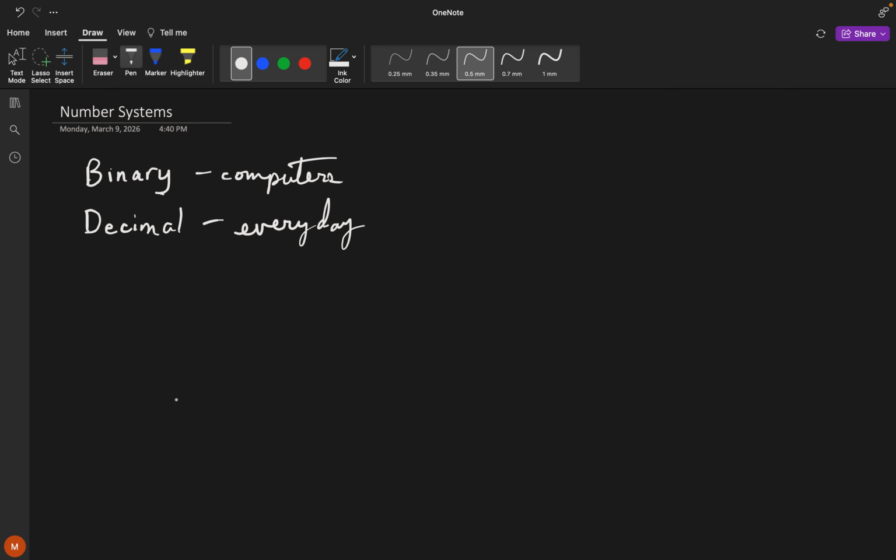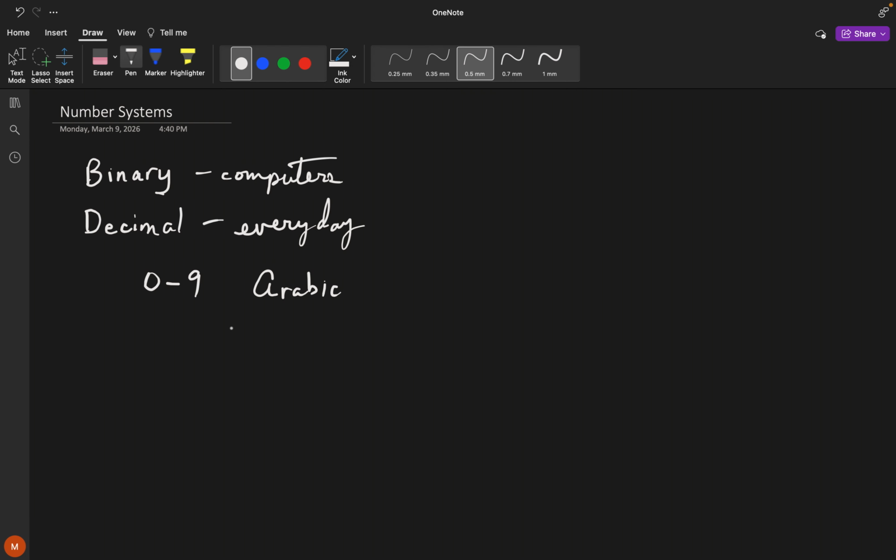So let's think about the decimal system a little bit before we try to dive into binary and other systems. As I said, decimal is our normal everyday number system. It's based on the values 0 through 9, the shapes, the symbols 0 through 9. This is also known as Arabic numerals.